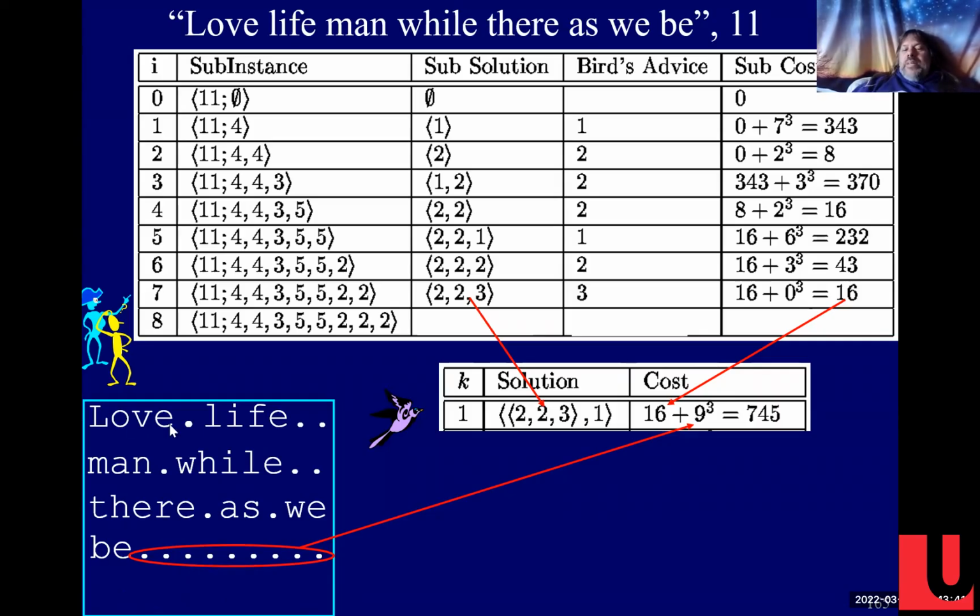Any questions about how we did this line? What is this? This is the best solution that we could hope for to our problem of printing all of this text, conditional on the fact that we trust the bird to put one word on the last line.